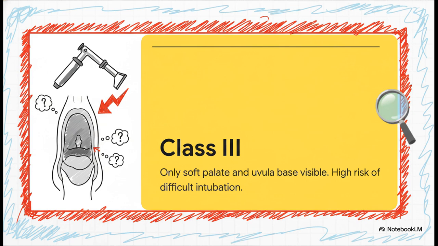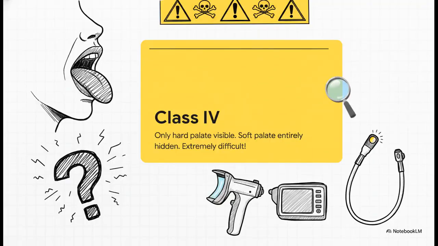Okay, pay close attention here, because Class 3 is where we shift right into the danger zone. In this class, you can only see the soft palate and the very base of the uvula. The tip of the uvula, completely gone from view. This represents a clear risk for a difficult intubation. Once you get in there with your laryngoscope, it's highly predicted that you'll only see the epiglottis, making those vocal cords incredibly hard to target. And finally, we hit Class 4. This is the ultimate giant red flashing light for an extremely difficult intubation.